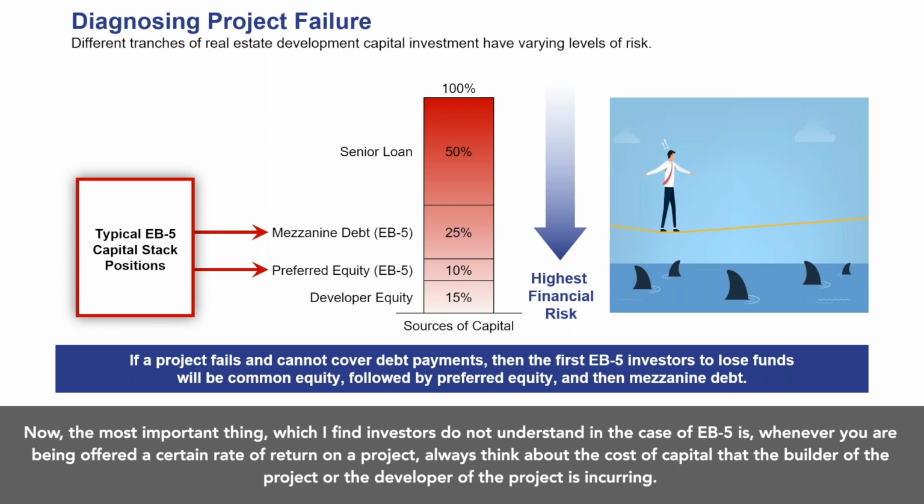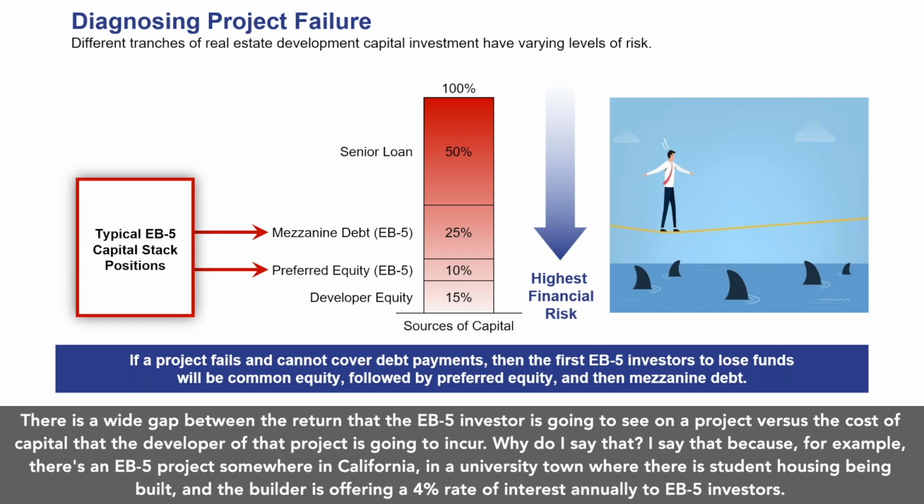Now, the most important thing which I find investors do not understand in the case of EB5 is that whenever you are being offered a certain rate of return on a project, always think about the cost of capital that the builder or the developer of the project is incurring. There is a wide gap between the return that the EB5 investor is going to see on a project versus the cost of capital that the developer of that project is going to incur.